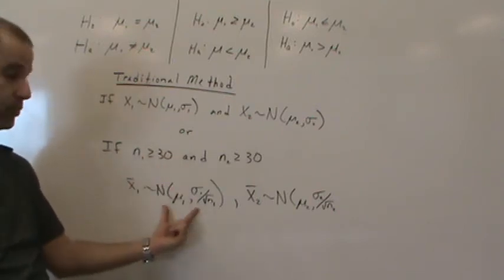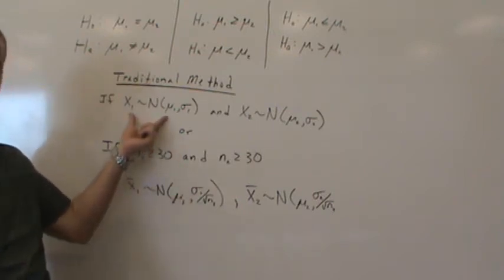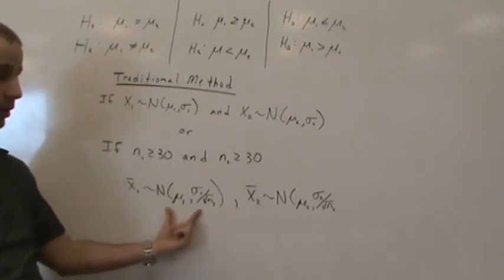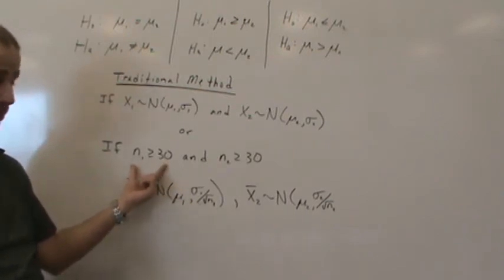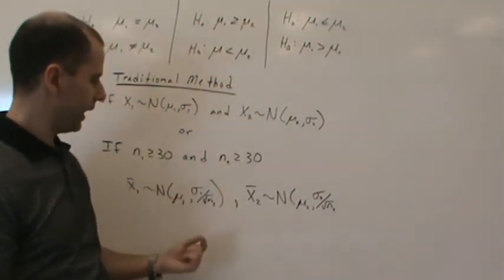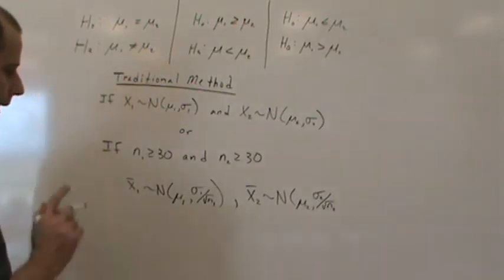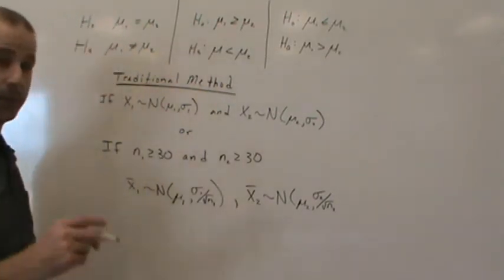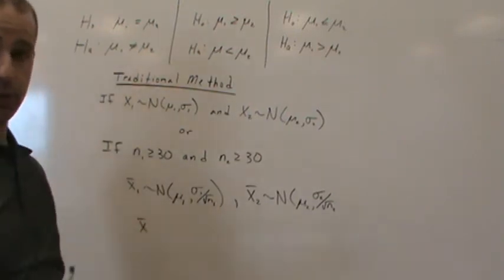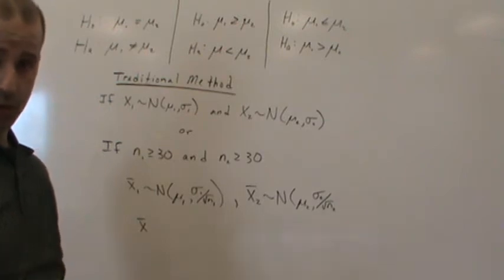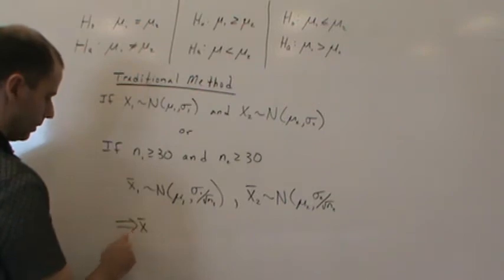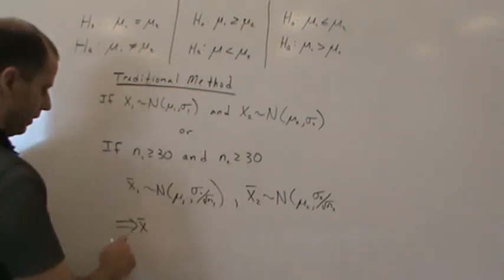So this gives it to us using the central limit theorem. This gives it to us because if the population is normal, then X bar is automatically normal, regardless of the sample size. And likewise, the same thing holds true over here. So in either case, we know this. Well, if these two are true, then it can be shown that the difference of the two sample means is also normally distributed. And what happens here is this.